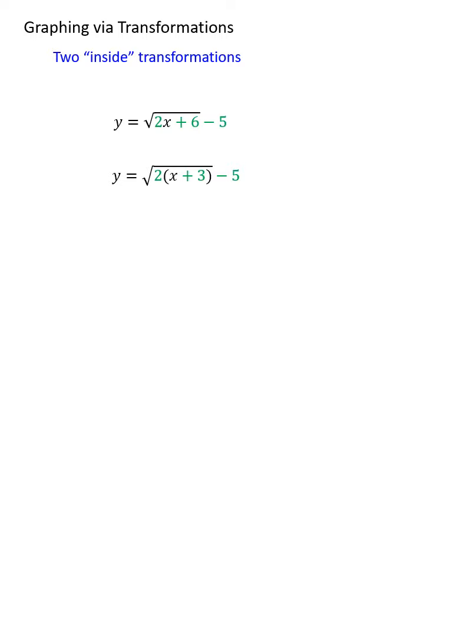Because only once you've factored out the coefficient of x inside the function can you then interpret them as we would based on all the rules I've presented here. So this would be a horizontal compression of 2. It would be a left shift of 3, and that's the big difference here. There was no 3 in the original function, and still a downward shift of 5.